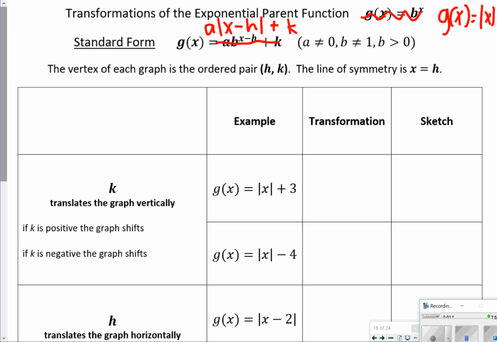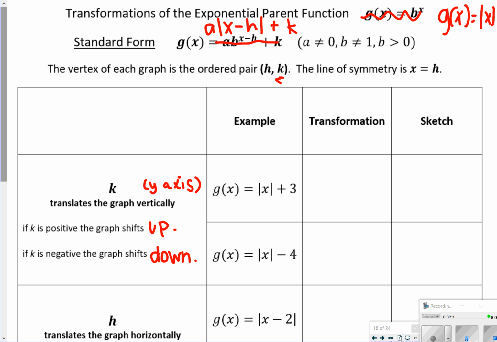Okay, so we're going to start here in this first section. K translates the graph vertically, so that would just mean up or down, or this is going to be your y-axis. Notice where K is located in that vertex ordered pair. If K is positive, then the graph will shift up, but if K is negative, the graph will shift down.